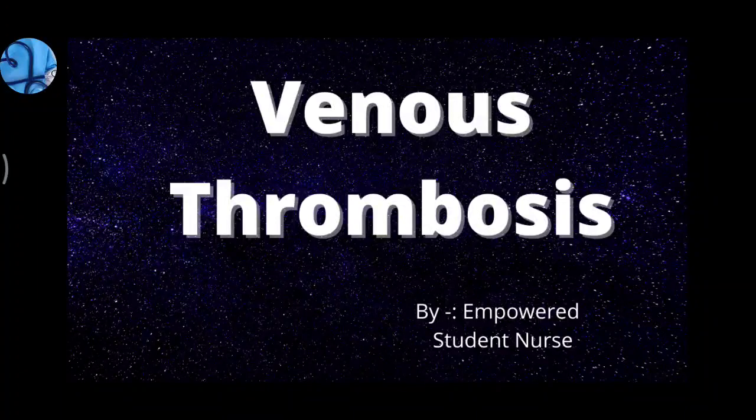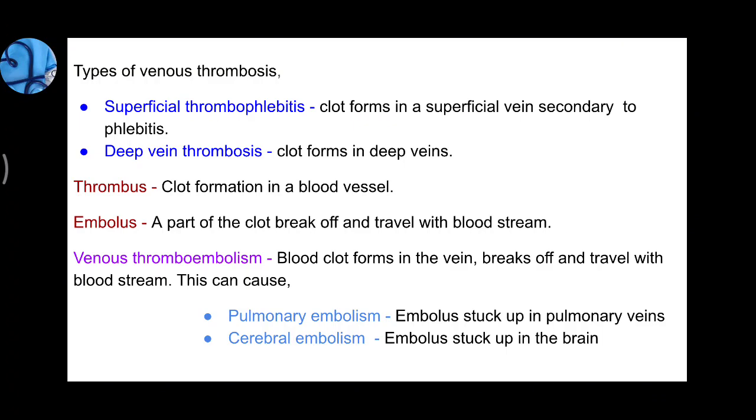Today we are going to discuss venous thrombosis. So let's see what the types of venous thrombosis are. There are two types: superficial thrombophlebitis and deep vein thrombosis. Superficial thrombophlebitis is when a clot forms in a superficial vein secondary to phlebitis.